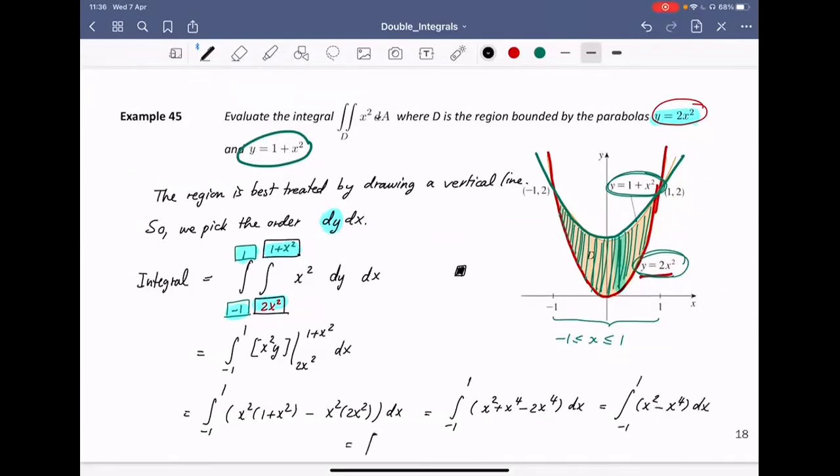And then this is x cubed over 3 minus x to the 5th power over 5 from -1 to 1. And then once you plug in the numbers, you're going to get 4 over 15. I already did it from home, so I have the answer. But you can try plugging in the numbers and you're going to get the same answer as me. Good. Sounds good.